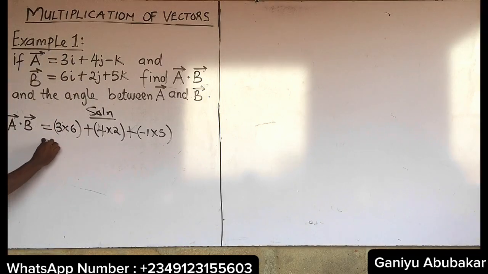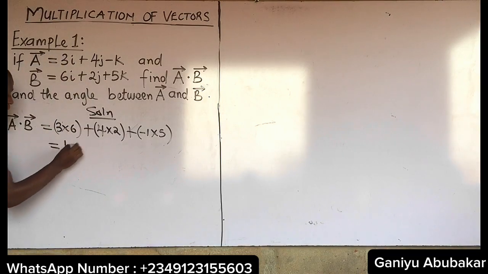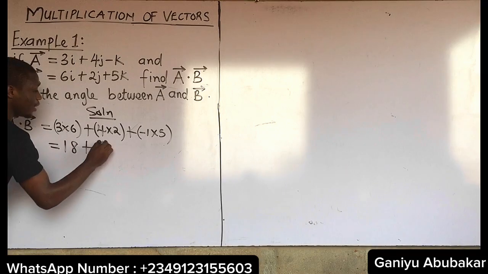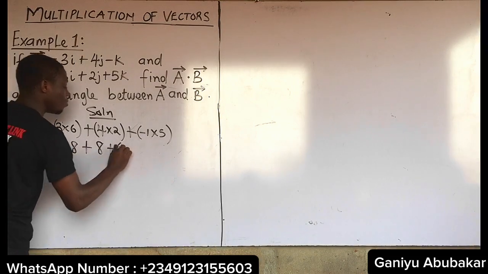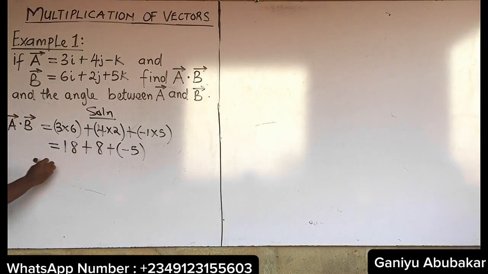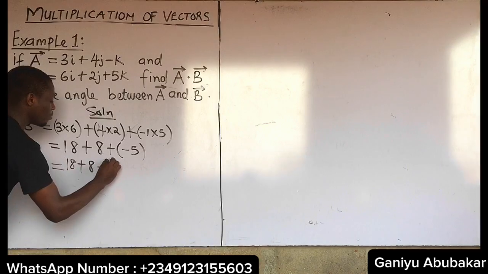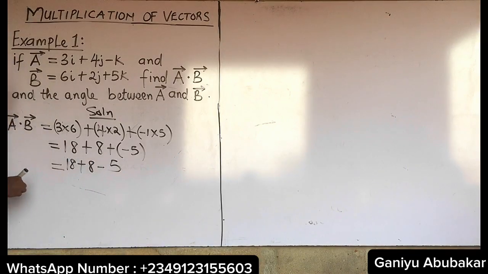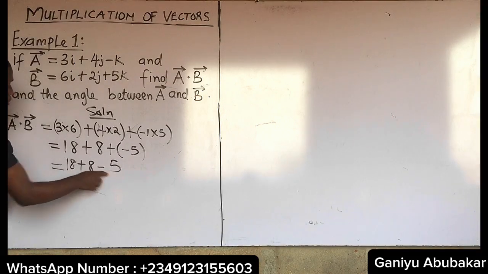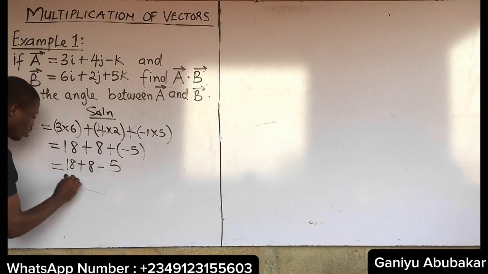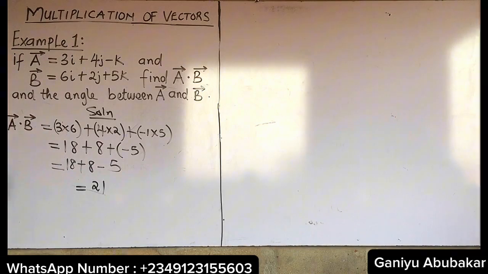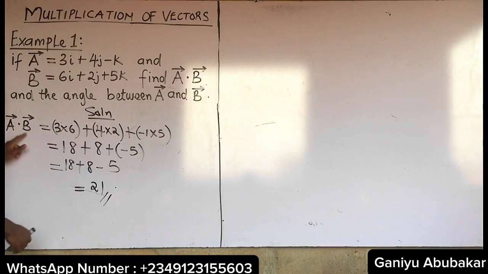So the dot product of this vector becomes 3 times 6 is 18, plus 8, plus -5. If I simplify this, that's 18 plus 8 is 26. 26 minus 5 will give 21. So my answer becomes 21 as the dot product of these two vectors.